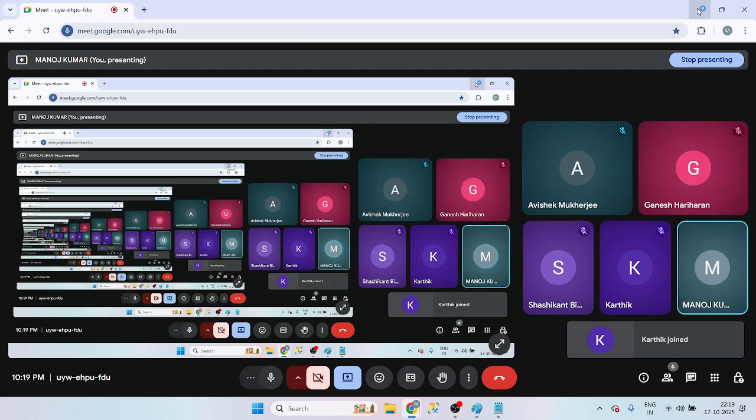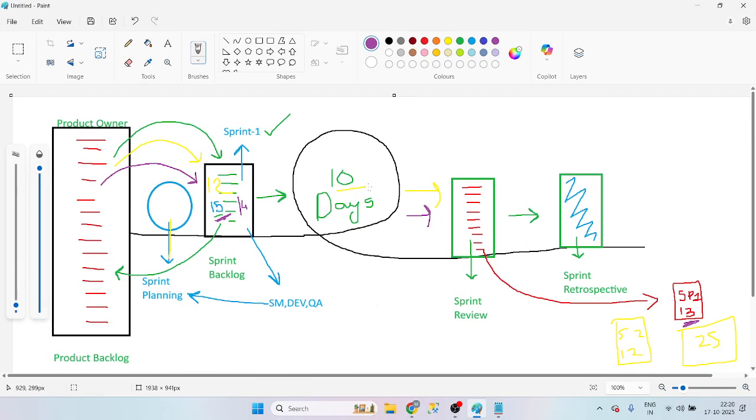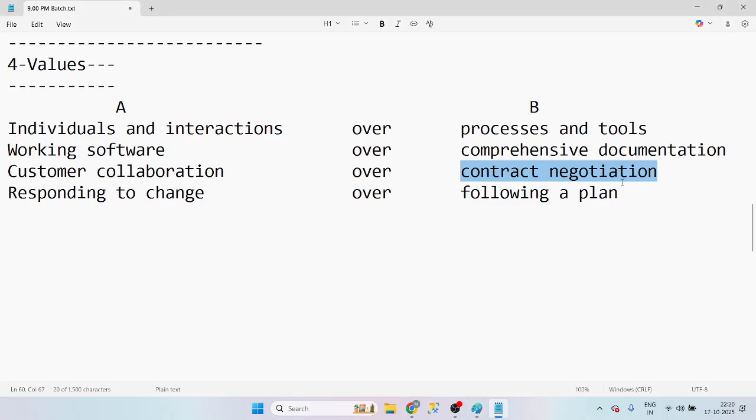Why? Because if you have the collaboration, then only the contract can be negotiated. What we have contracted here is 16 user stories to deliver, but we have delivered only 13. Now, if you have a good collaboration, what can we do? We can have some contract negotiation, right? Or wrong, guys?